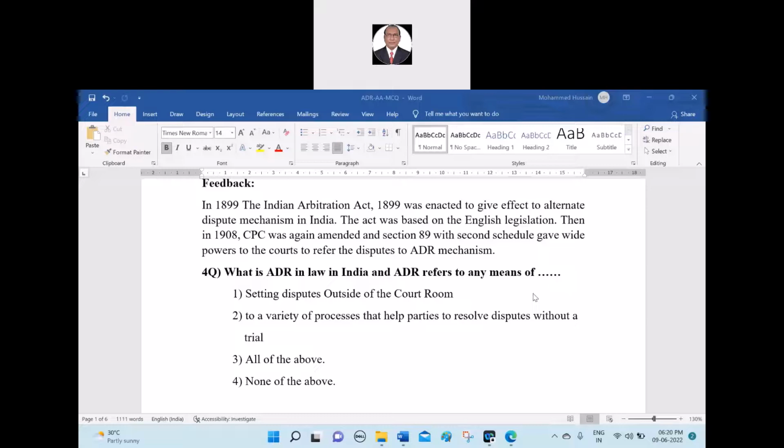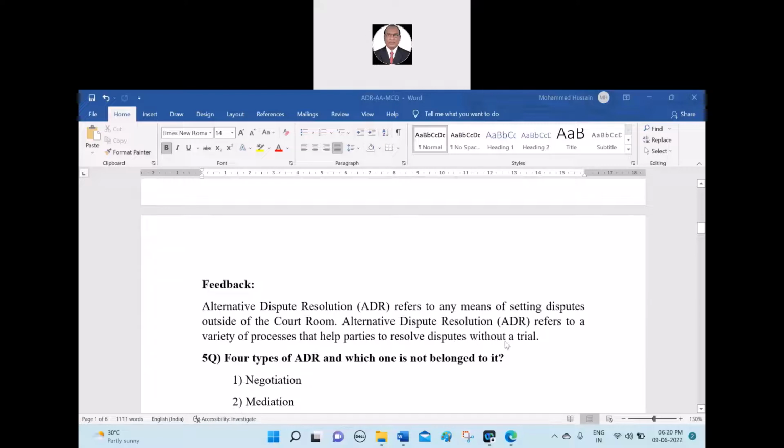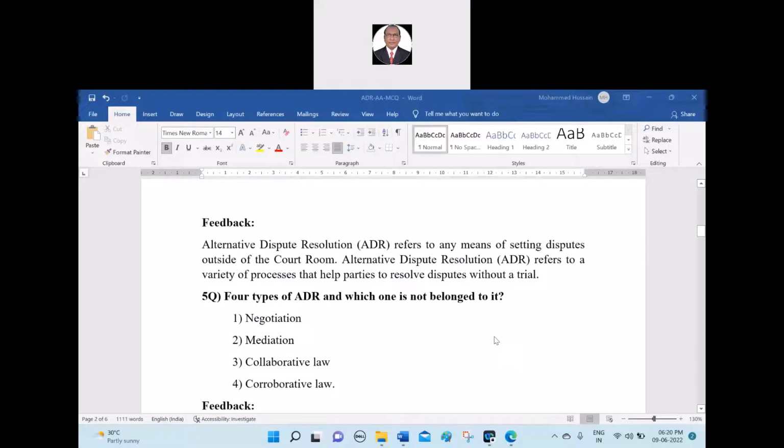Okay, now let's see. Next question. So the feedback is: alternative dispute resolution, in parentheses ADR, refers to any means of settling disputes outside the courtroom. Alternative dispute resolution refers to a variety of processes that help the parties resolve the dispute without a trial. So the fifth question is about the 4 types of ADR, and which one does not belong to it?